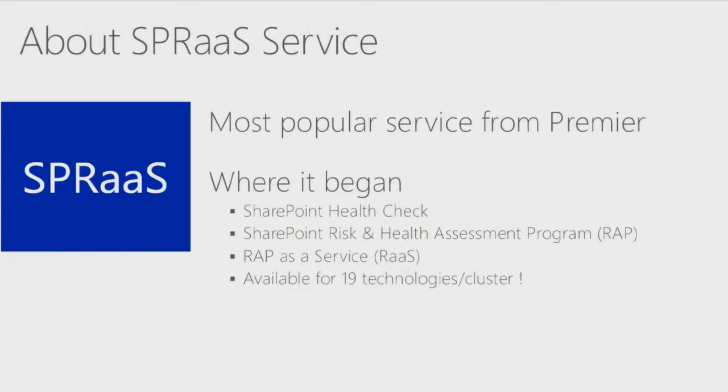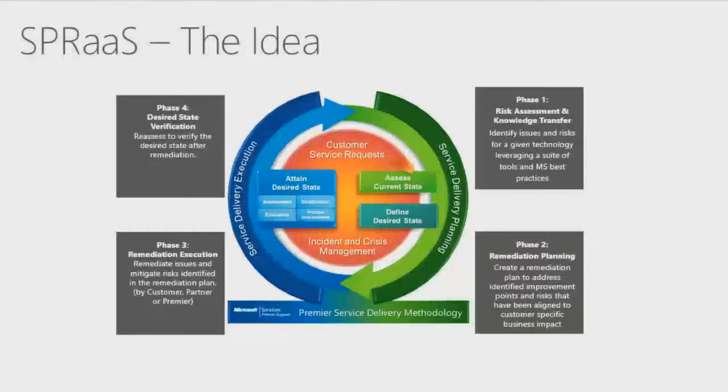The idea behind SPRAS revolves around 4 different phases. Phase 1 is assessing the current state of your environment. This is done by executing the toolset against your environment, which does some data collection and then fires the issues. Those issues are further analyzed by one of our Microsoft SMEs, and then the SME will provide an initial findings session with the help of a closeout call. The closeout call can happen either on-site at your place or remotely.